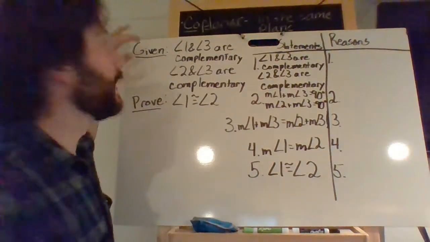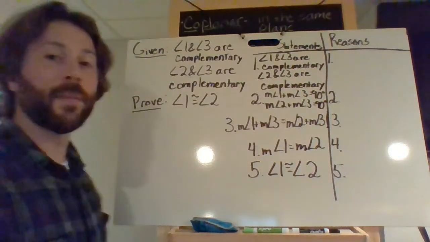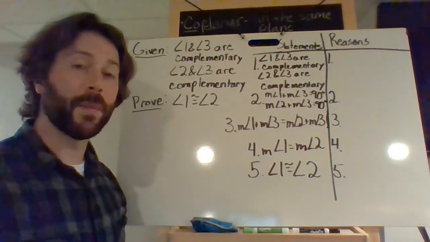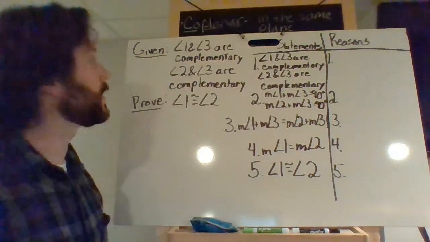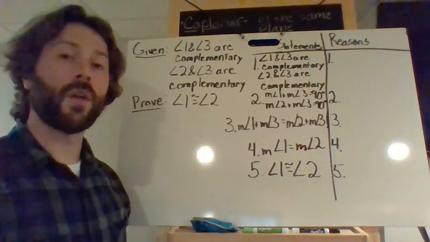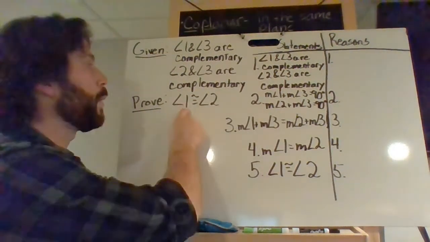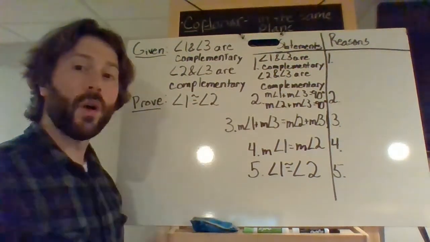So we're given that angles 1 and 3 are complementary. So first have an idea in mind that complementary means they add up to 90 degrees. Angles 2 and 3 are also complementary. Same thing. We want to prove that angle 1 and angle 2 are congruent.